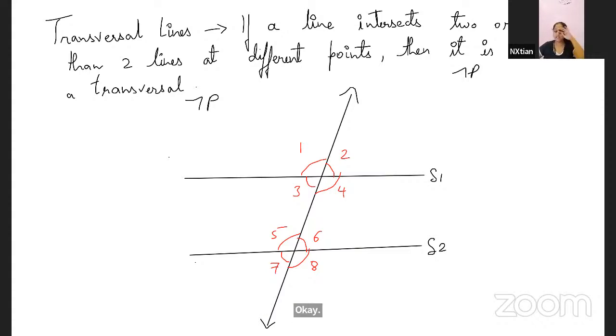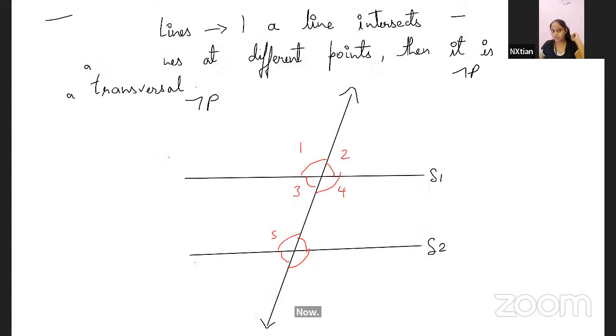Every time one line is cutting another line, you form 4 angles. So if it was three lines being cut, it would be 3 into 4, that is 12 angles, right? Yes, 12 angles will be there. Now about corresponding angles, we will see.